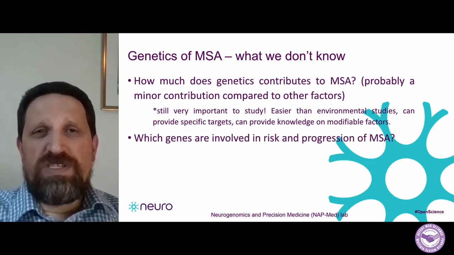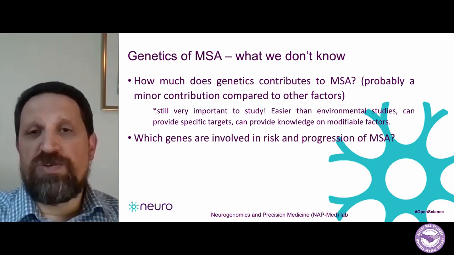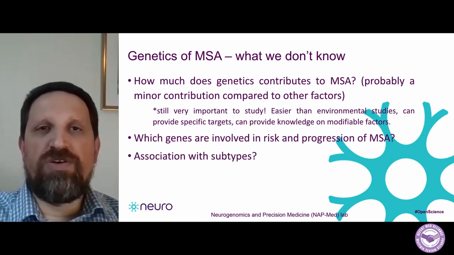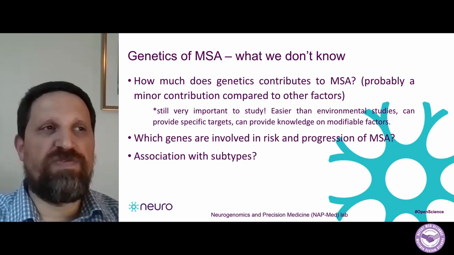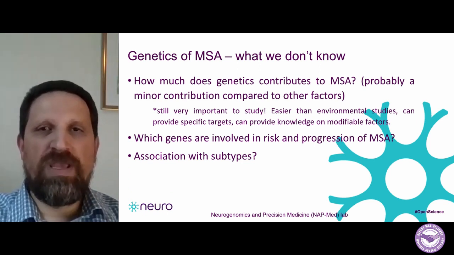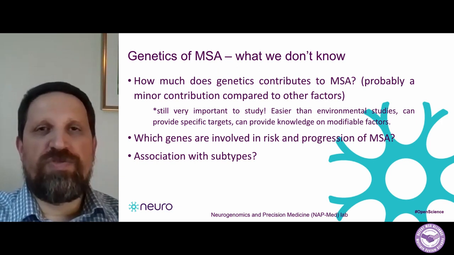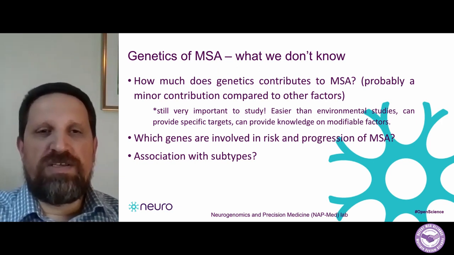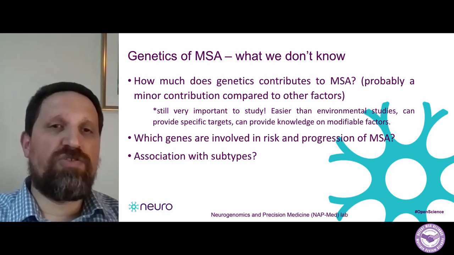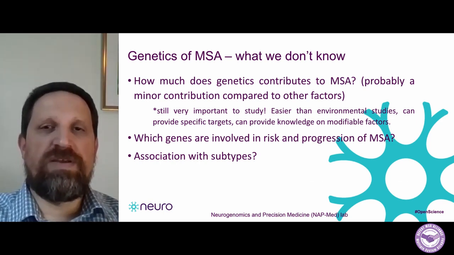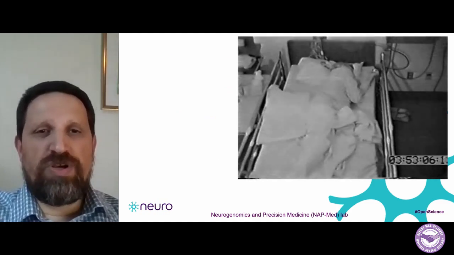We obviously don't know which genes are involved in terms of risk and progression of MSA. I mentioned it throughout the entire talk. And we don't know which genes are associated with the different subtypes. One thing that my team is doing is looking at individuals with REM-sleep behavior disorder as prodromal, or as an event that occurs before the onset of Parkinson's disease, dementia with Lewy bodies, or MSA. So here I'm going to show you a quick movie.